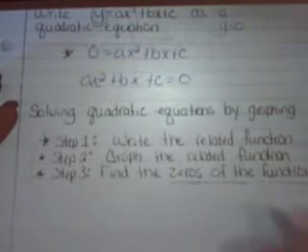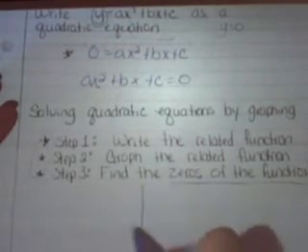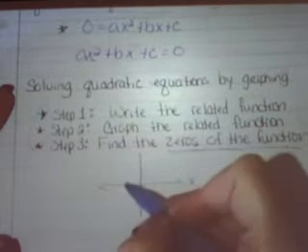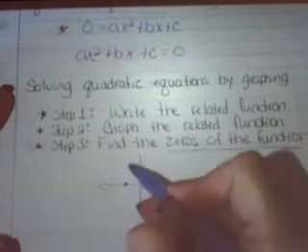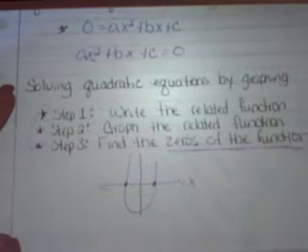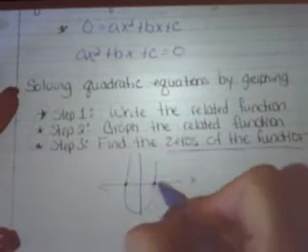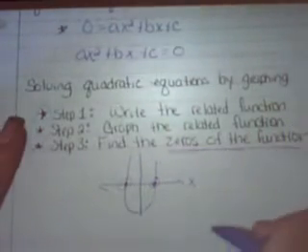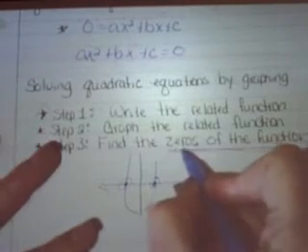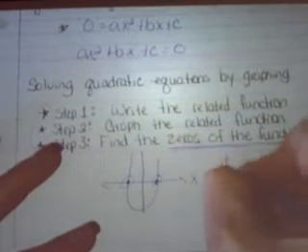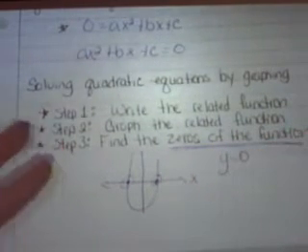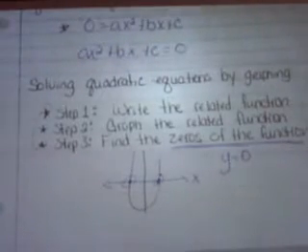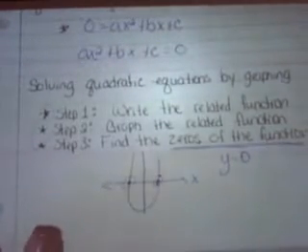Remember, zeros of the function is where it crosses the x-axis. For example, here would be your zeros of the function. Remember, for it to be zeros of the function, your y has to equal 0. That's all a reminder from a previous lesson when we were talking about zeros of the function.